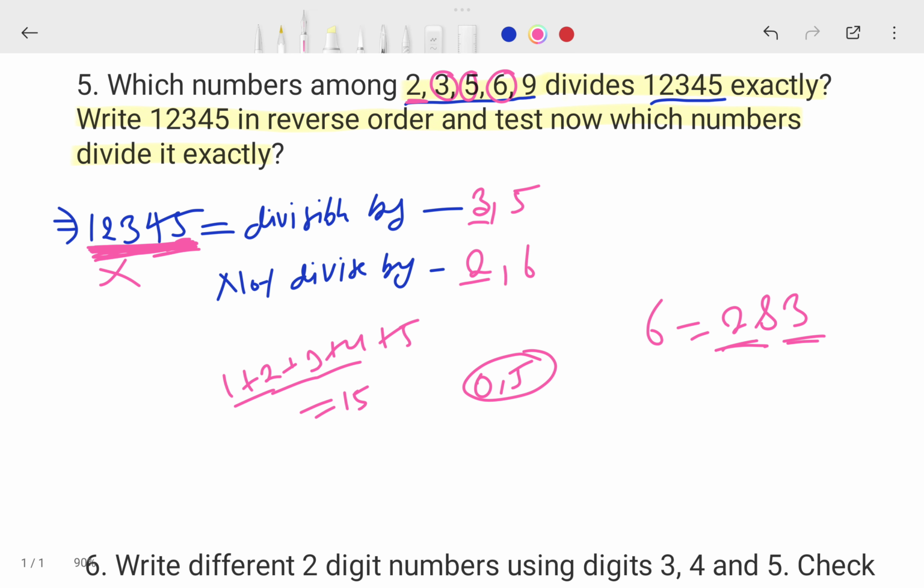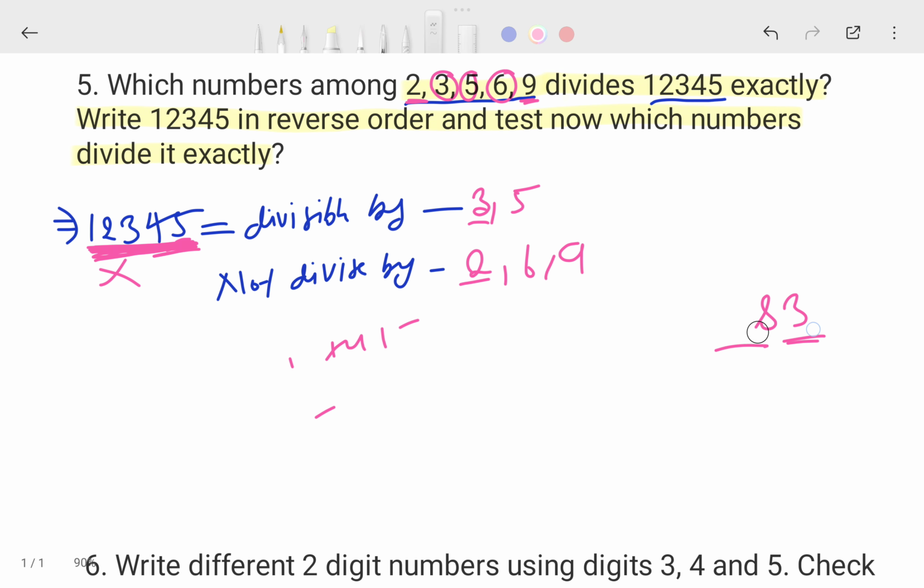Okay, now you have to check whether this number is divisible by 9 or not. So how can you check? By adding. If you add all of this, that's 15. Is 15 in the 9 table? No, it's not there. So it's not divisible by 9 also. Okay, this is over.